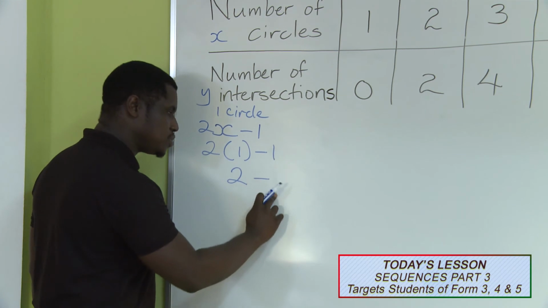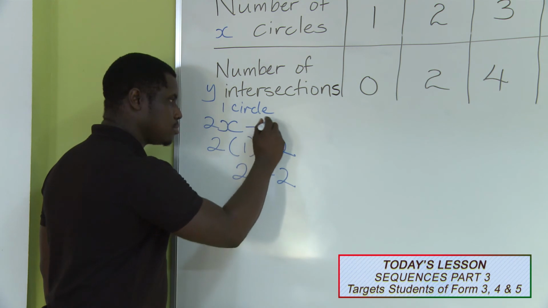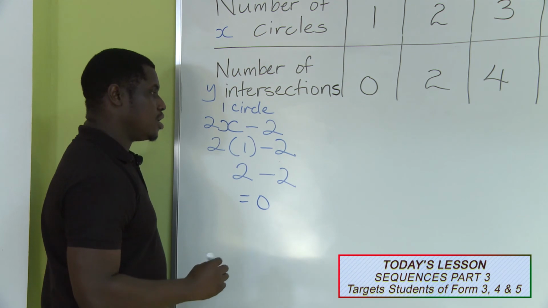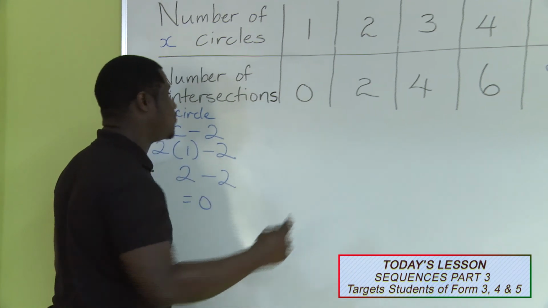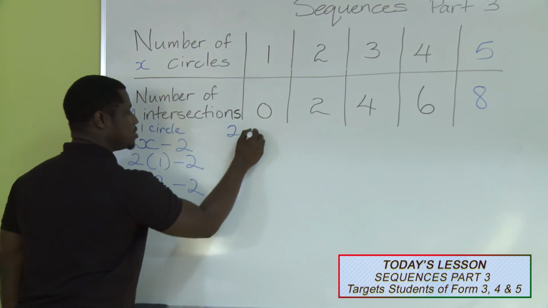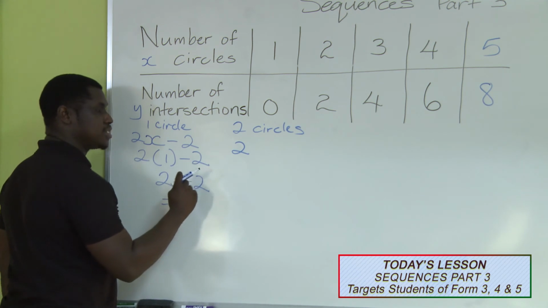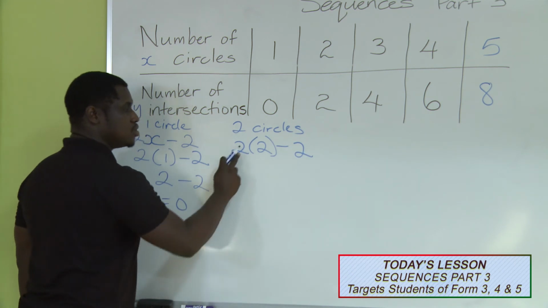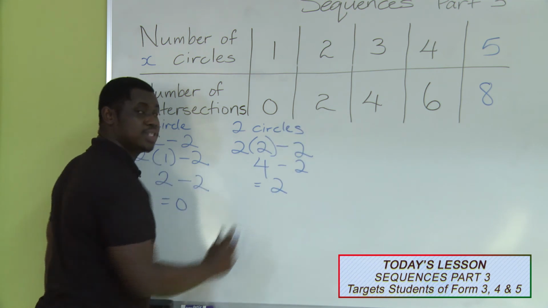But I want to get 0. So how about maybe subtracting 2 from it? When I subtract 2, it gives me 0. Maybe this rule works. So we'd have to first of all test it for the others before we conclude that it does indeed work. So I would test it for 2 circles. In this case x would be 2, so 2 times 2 minus 2. 2 2s are 4, 4 minus 2 gives me 2. It works for the second pattern.